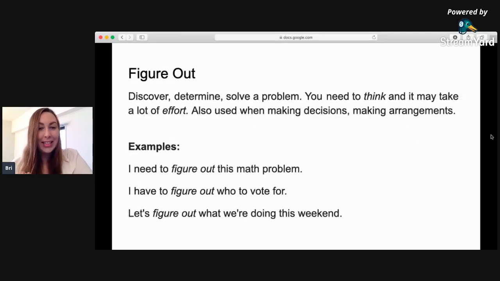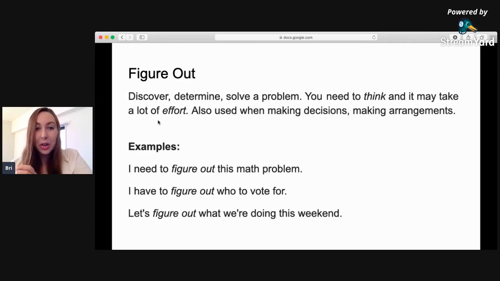Okay. So find out versus figure out. Let's look at the definitions and some examples. Okay. Figure out. We use figure out to mean discover, determine, solve a problem. When you have to discover something, determine something, or solve a problem, you need to think, and it may take a lot of effort.